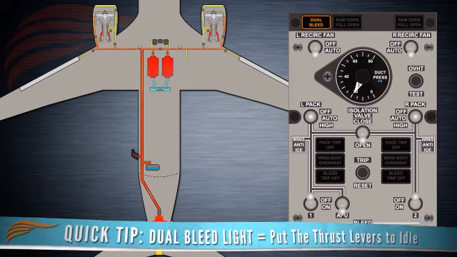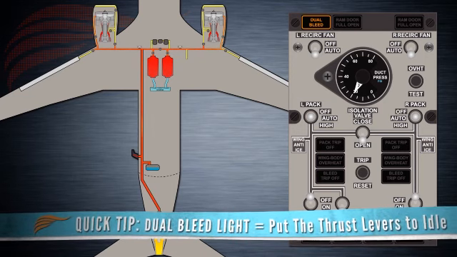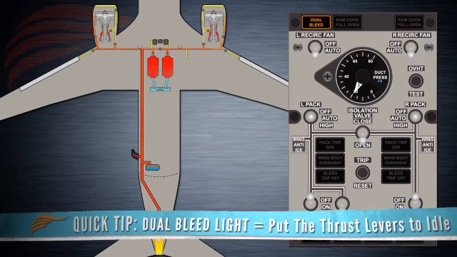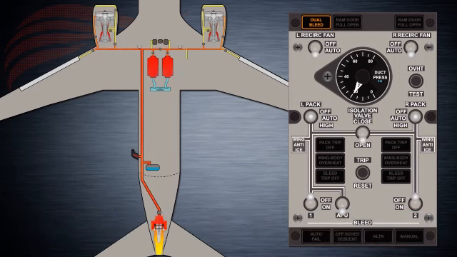The immediate action following a dual bleed light is to put the thrust levers to the idle position during a dual bleed condition, such as after engine startup. Once the engines have started up, the APU bleed air switch must be turned off.